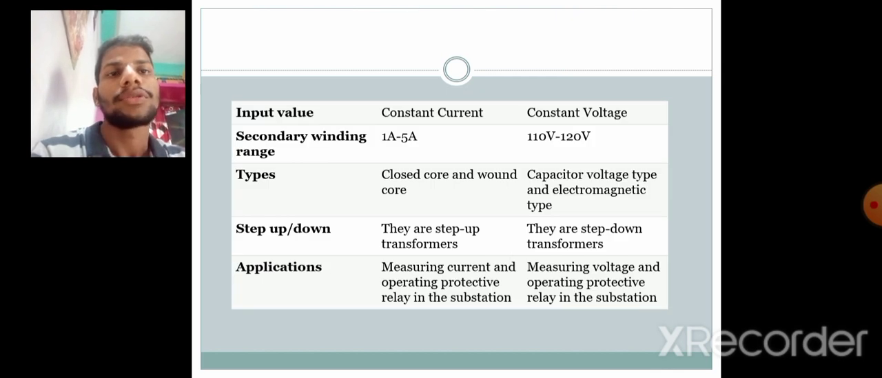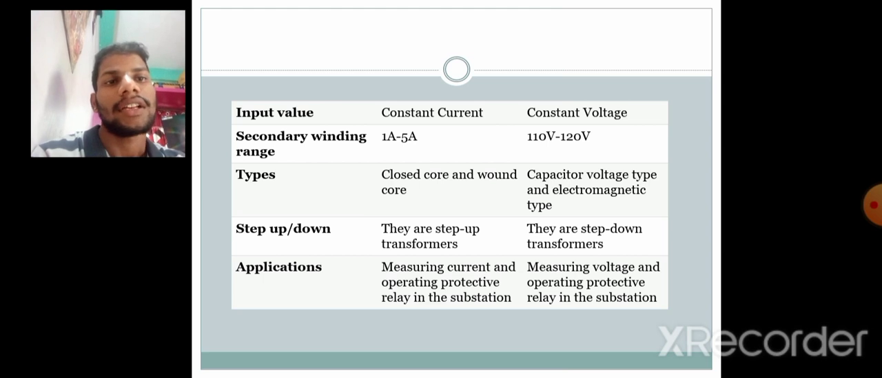And coming to input, CT input is constant current, and PT input is constant voltage. Secondary winding range is 1 amp to 5 amps in CT, and in PT 110 volts to 120 volts. And type of cores: closed core and wound core are used in CT. In PT, capacitor voltage type and electromagnetic type are used. Coming to step up or step down, current transformers are step up transformers, and PTs are step down transformers.